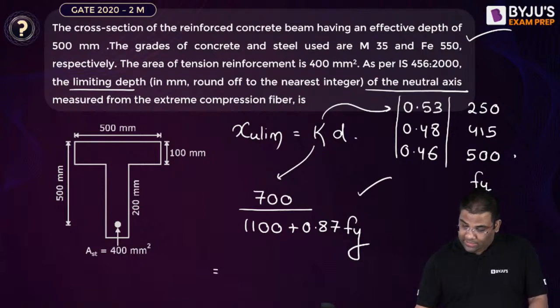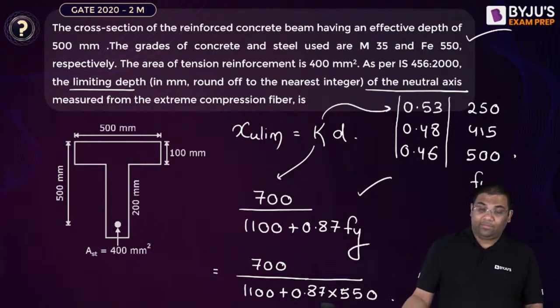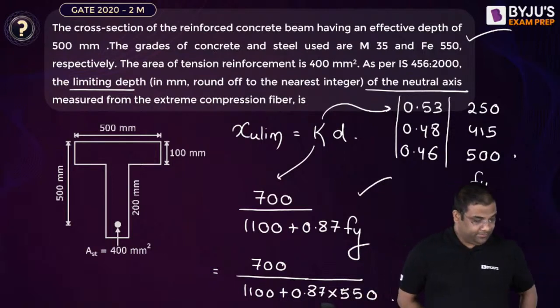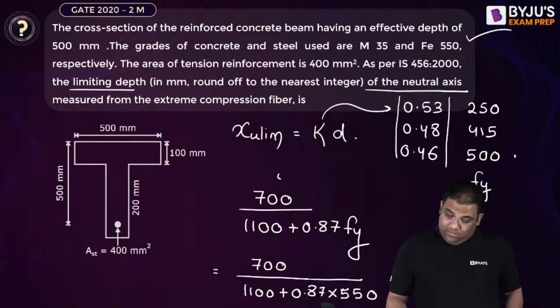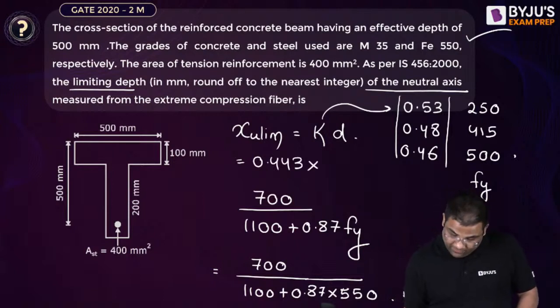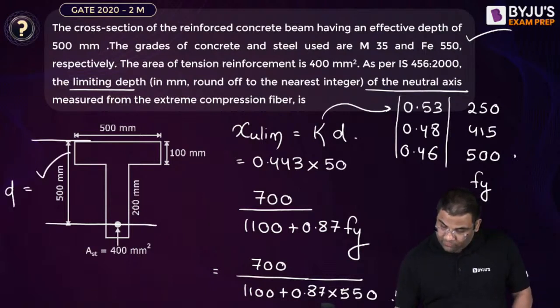So what is the value of K you are getting? 700 by 1100 plus 0.87 into Fy, with Fy as 550. How much value of K are you getting? Tell me. Okay, getting 0.443. And effective depth is given. What is effective depth? From the top to the steel, it is given as 500, right? So into 500.